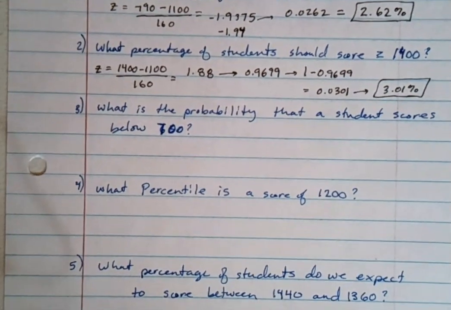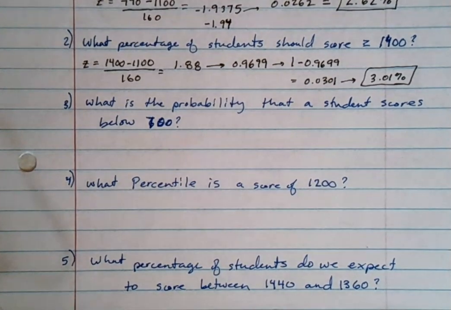Okay? All right. What's the probability that someone scores below 700?